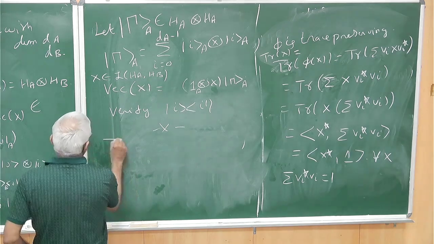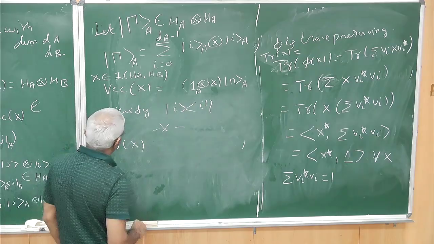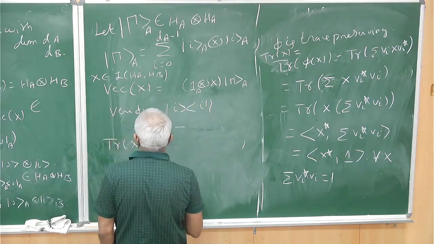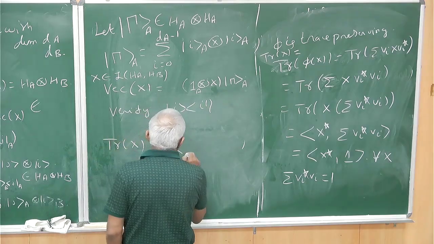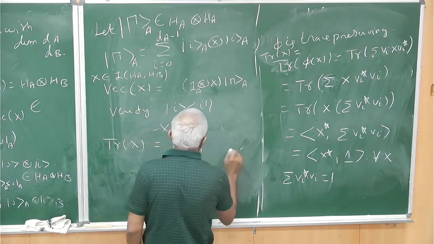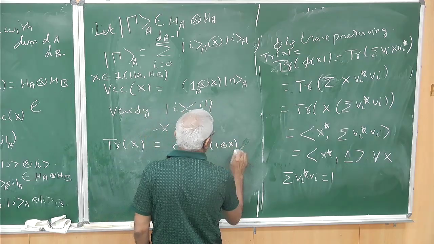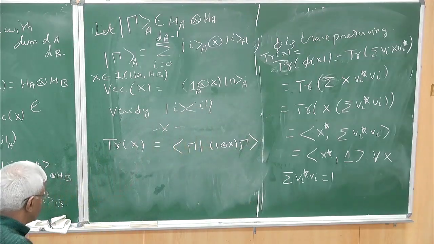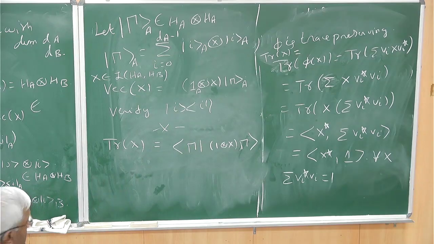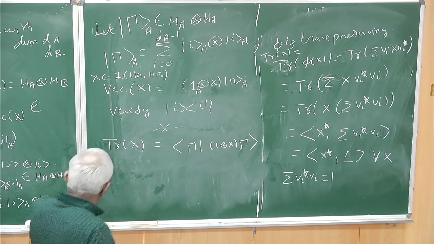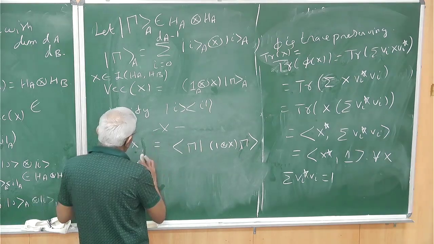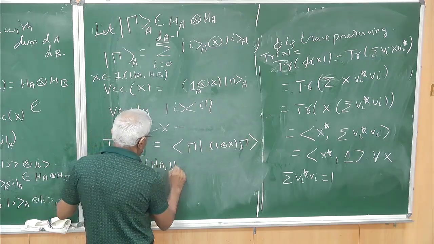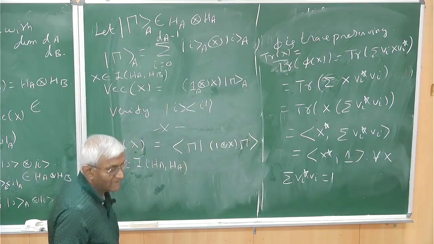Another thing is trace of any x is equal to gamma, 1 tensor x of gamma. This is all happening only for A. Trace of x, A operator, x is in L of HA, HA. There is no B here. L of HA, HA.